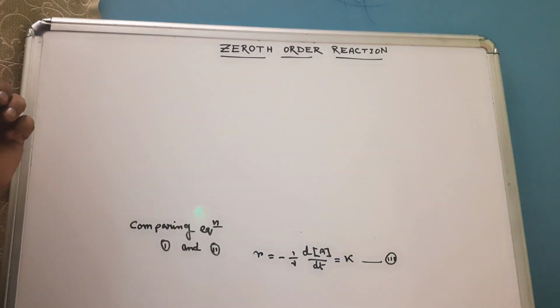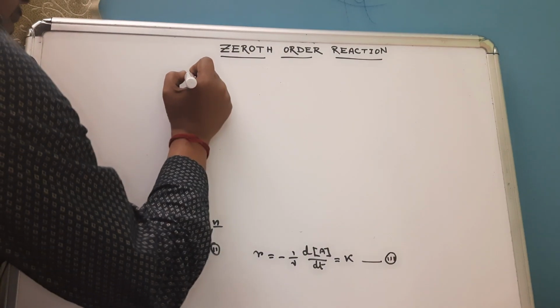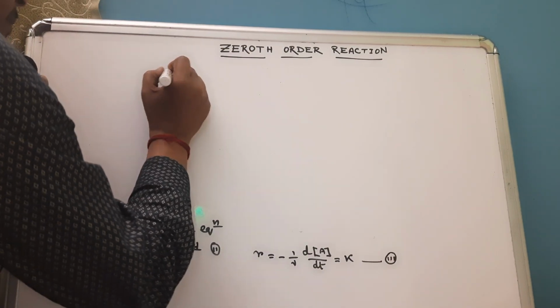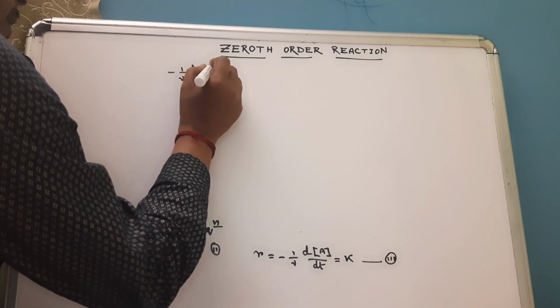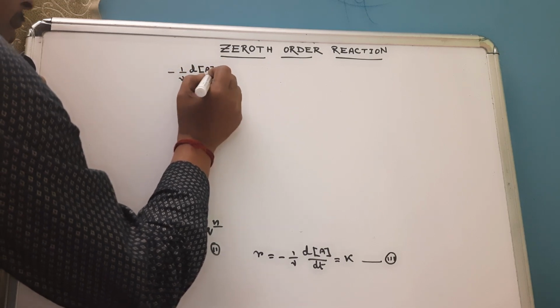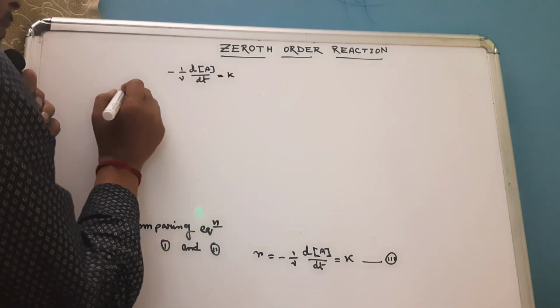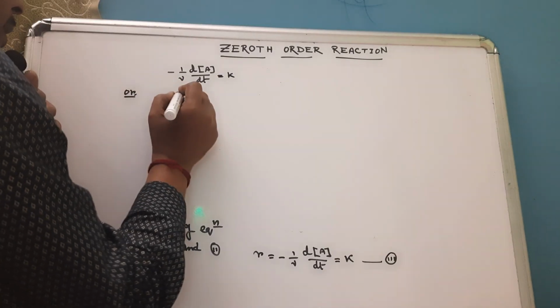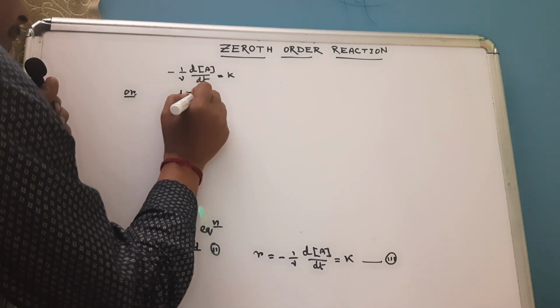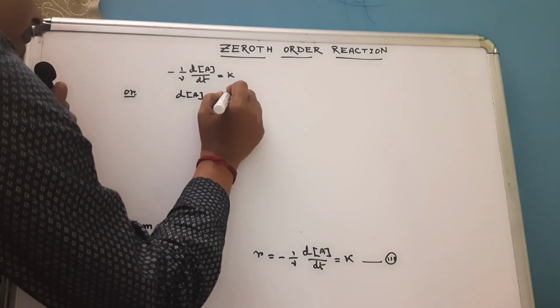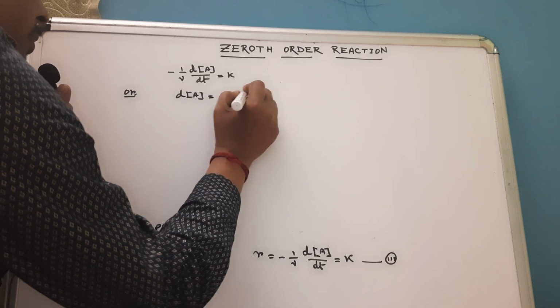So from equation 3, what do we get? Minus 1 by nu dA by dt equals k. So we just rearrange this. dA equals minus k into nu into dt.